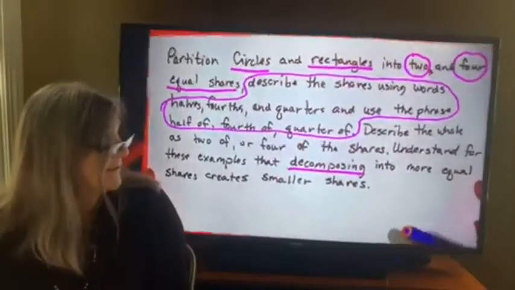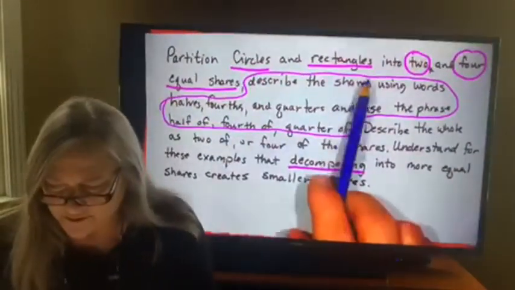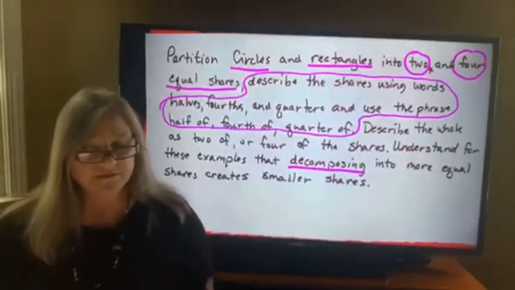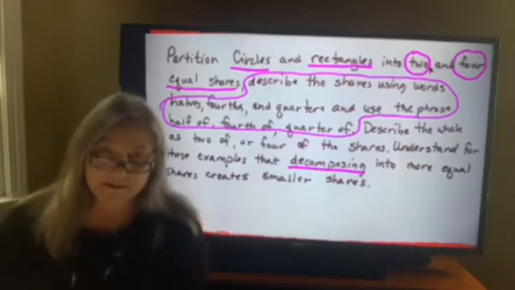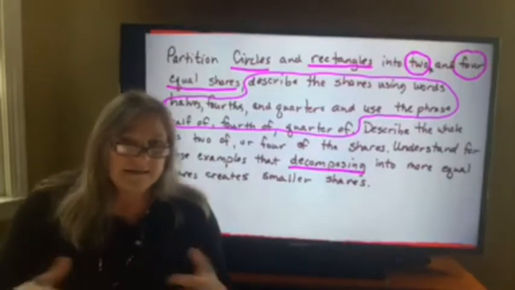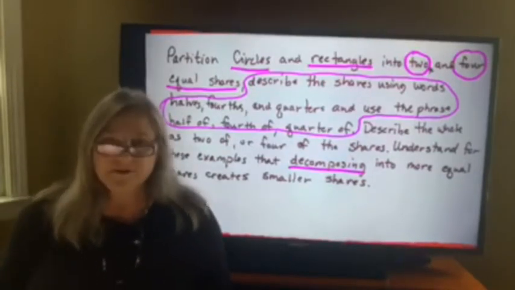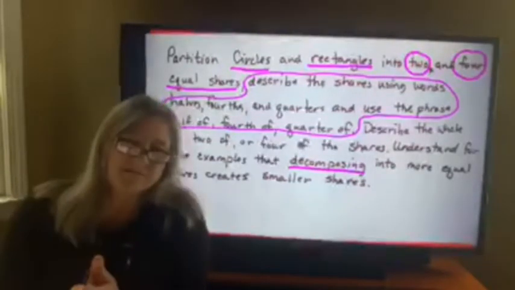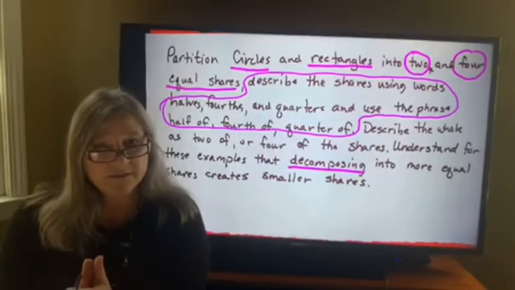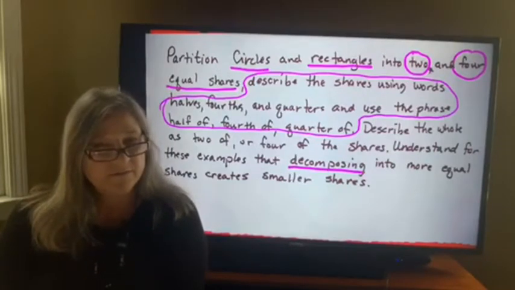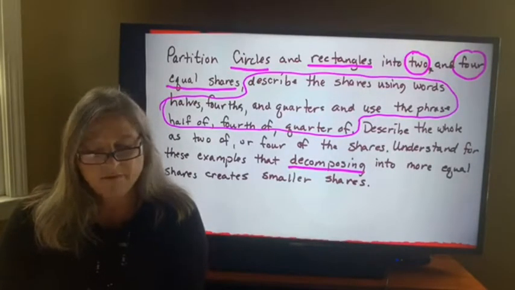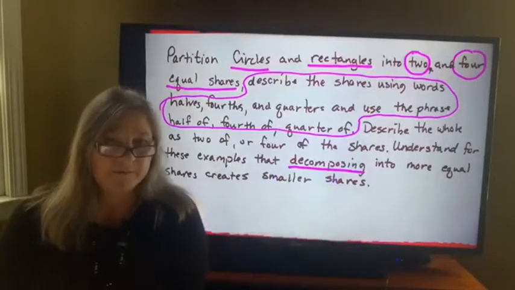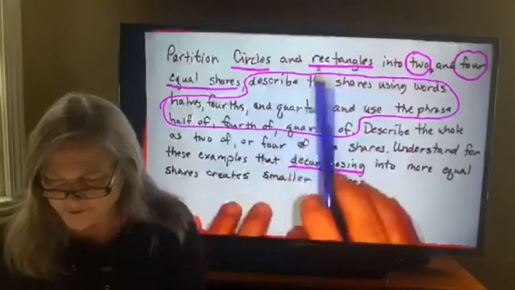All right, so let's look back at our standards again. It says partition circles and rectangles in 2 and 4 equal shares. So we've done that. Now that doesn't mean do it as fast as we do it. You do it for at least a day. Let's find a bunch of rectangles, find a bunch of circles, and let's partition them. You don't use that word probably with a student, but let's share them equally so that, if you wanted to share it with two people, or if you wanted 4 people to share it. So that's this first piece.